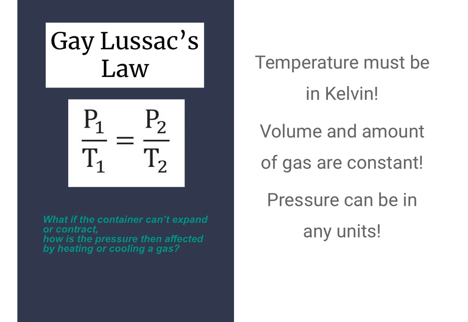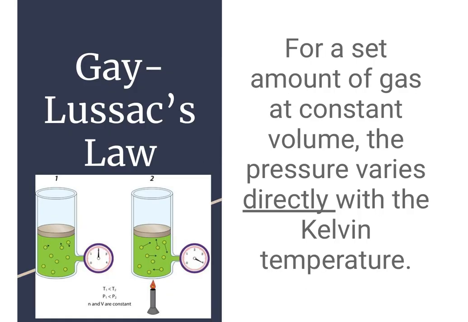So the next law that we're also looking at is what's called Gay-Lussac's law. Here we're looking at pressure and temperature. And again, you can see it's set up very much the same as Charles' law. It's a direct relationship. Here we have to have the temperature in Kelvin. We're assuming that the volume and the amount of gas are constant, and pressure can be any units you want, just has to be the same on either side. It's going to be a direct correlation. As temperature goes up, pressure goes up. As temperature goes down, pressure goes down. So just keep that in mind.